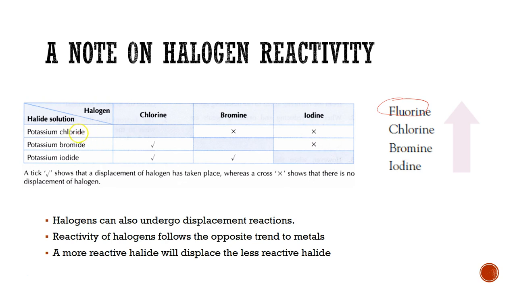And let's have a look at that. So if we have a solution of potassium chloride, nothing will happen if I add bromine or iodine into it. However, with potassium bromide, I would see a reaction where we would form brown bromine as the chlorine displaced the bromine out of solution. And then it wouldn't be able to do that with iodine because iodine is less reactive. With potassium iodide, the iodide is the least reactive of the halogens, so chlorine will displace it and bromine will displace it as well. Okay, so just remember that displacement reactions can occur with halogens as well, and we can use reactivity to predict those as well.